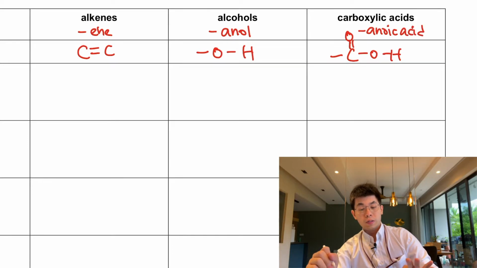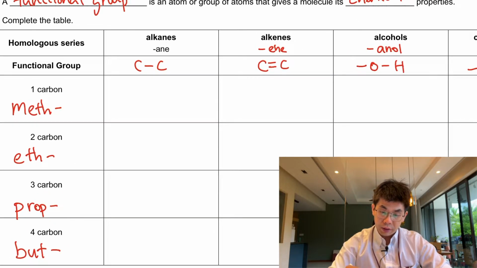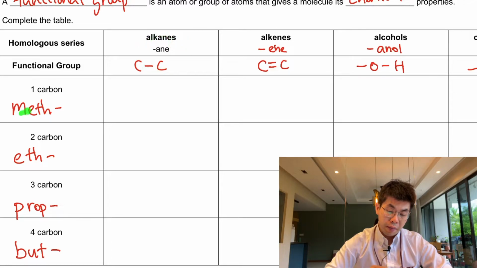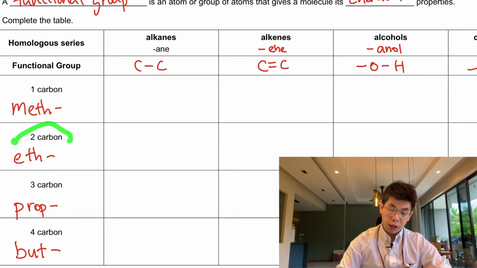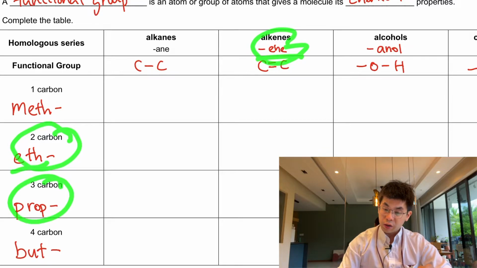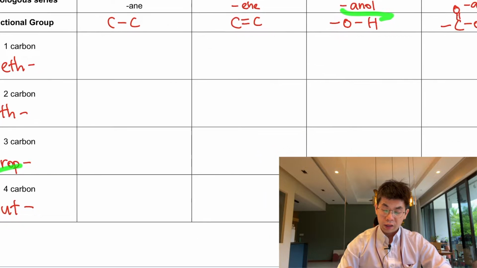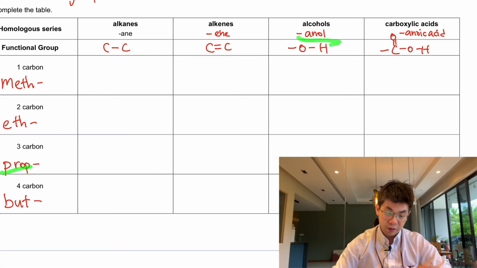Okay, so now let's try. A 1 carbon alkane would be methane. A 2 carbon alkene will be ethene. A 3 carbon alcohol will be propanol. And a 4 carbon carboxylic acid will be butanoic acid.